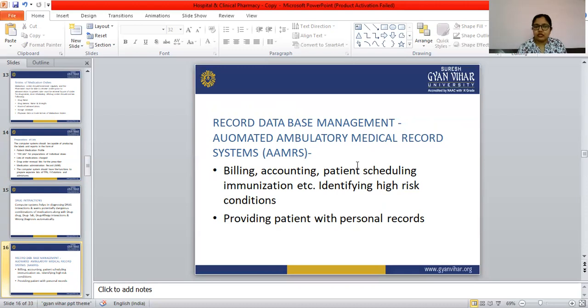So we use the computer to manage the database records, and there is one system known as AAMRS, whose full form is automated ambulatory medical record system. With the help of the AAMRS, we can do the billing and accounting, and we can schedule patient immunization. The pharmacist can identify high risk conditions, and this system also provides the patient with personal records.